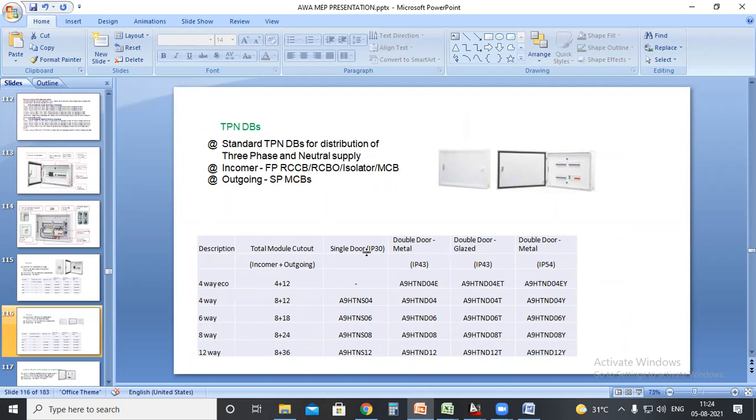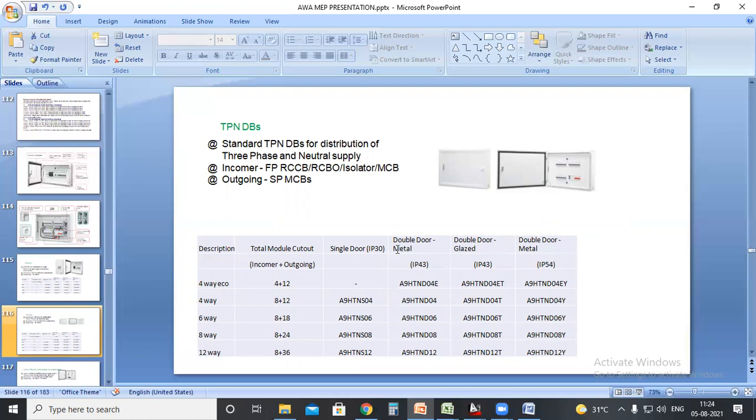Here you can see, as we initially discussed in the lighting class, the ingress protection, IP. This DB is IP30. It does not have water protection, only physical protection. And what is IP3? You have to check that. So this is a single door IP30, single door TPN DB. Is that clear regarding the TPN DBs?